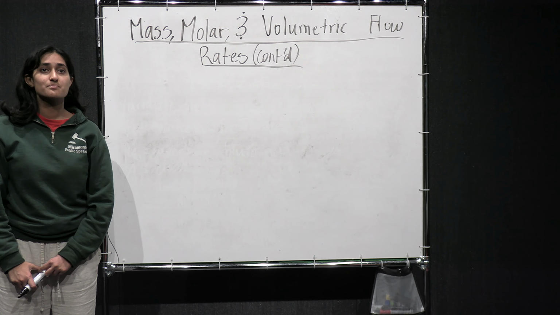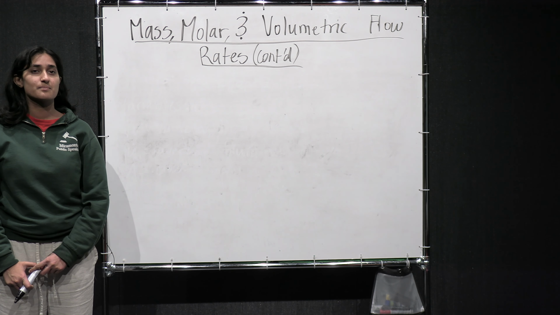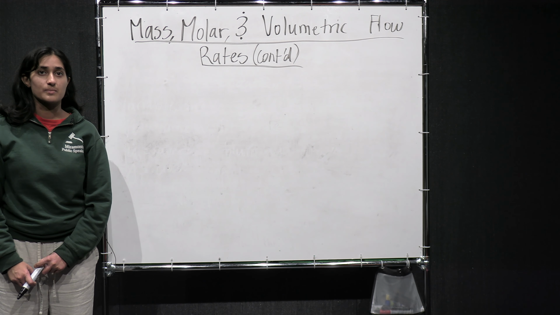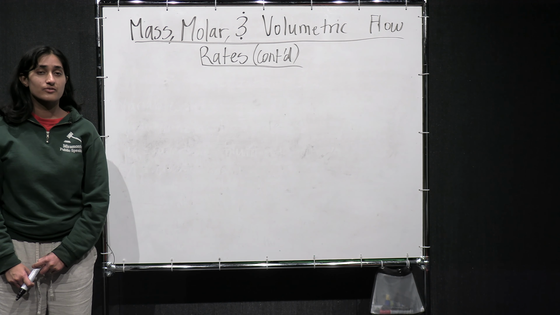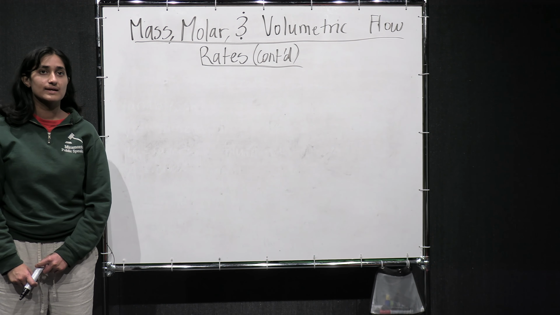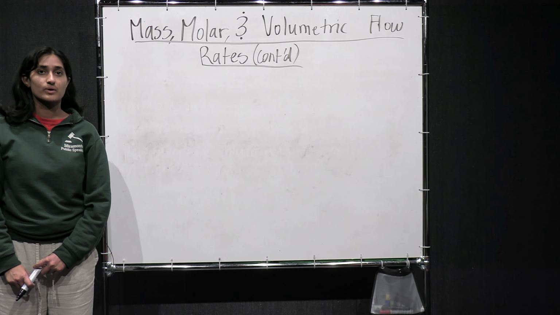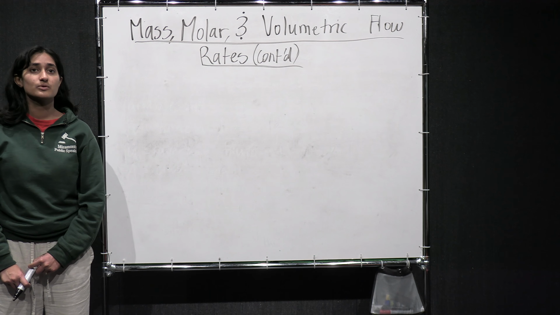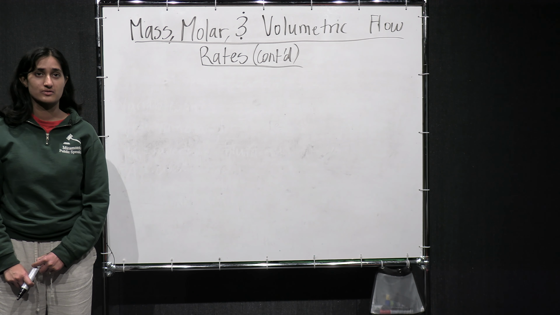The relationship between mass flow rate and volumetric flow rate is that the mass flow rate, m dot, is the fluid mass density, rho, times the volumetric flow rate, v dot. For an open, steady-state system with one inlet and one outlet, the mass flow rate in equals the mass flow rate out, which means that the fluid density in times the volumetric flow rate in equals the fluid density out times the volumetric flow rate out.